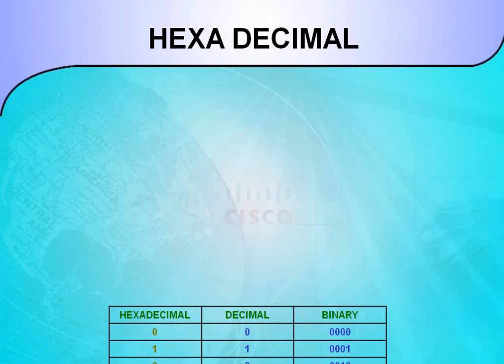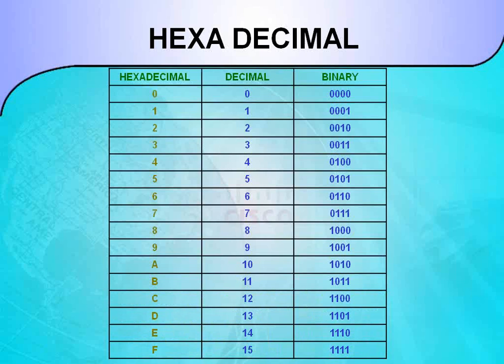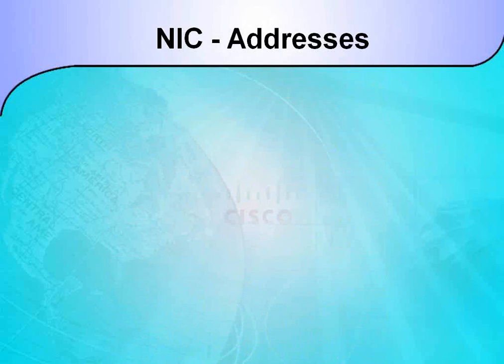Then you have one more table, the hexadecimal table. This will also help you. So let's talk about the NIC card. Whenever we are talking about the NIC card, it's very important for us. Your NIC card usually carries 2 addresses with it. One is the physical address and the other one is the logical address.